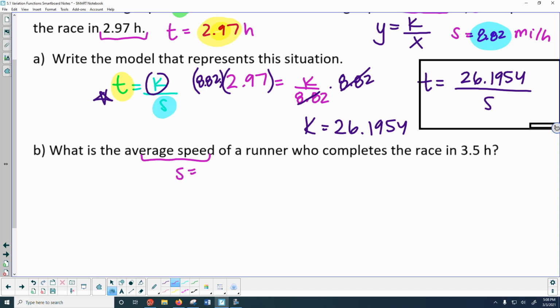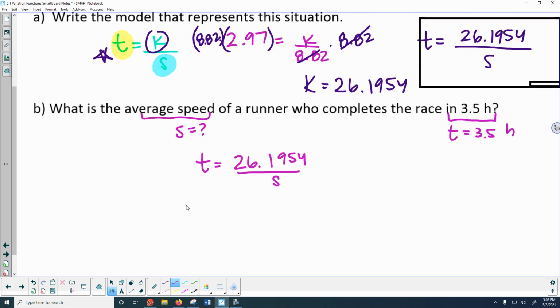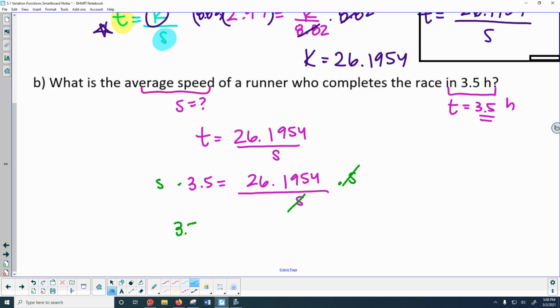So the speed, what is s, for a runner who completes the race in 3.5 hours. So the time is 3.5, my unit is hours. So my formula is t equals 26.1954 divided by s. So to plug this in and solve, we'll say 3.5, again, we're excluding the unit there, is equal to 26.1954 divided by s. Well, how are we going to solve that for s? It's in the denominator. So we'll start by multiplying by s on the right and multiplying by s on the left. So 3.5 times s, put that in any order, is equal to 26.1954. And we'll divide both sides by 3.5 to solve for it.